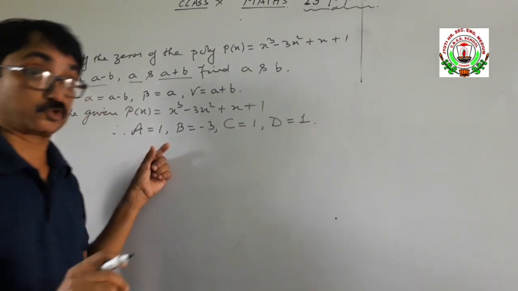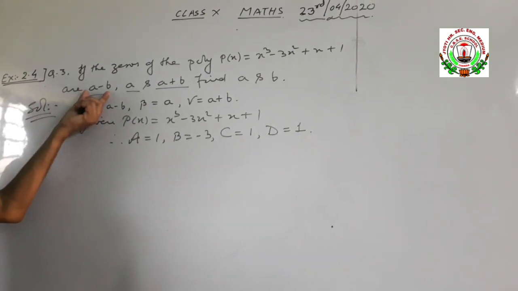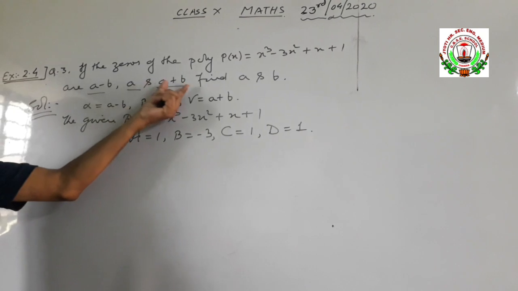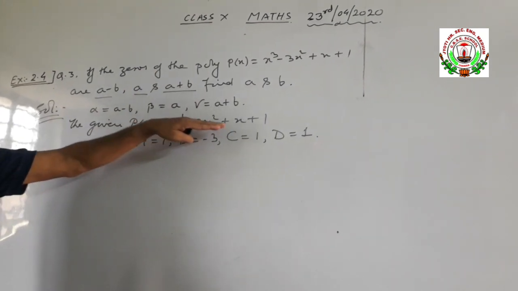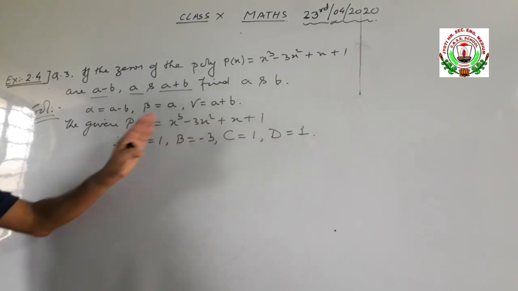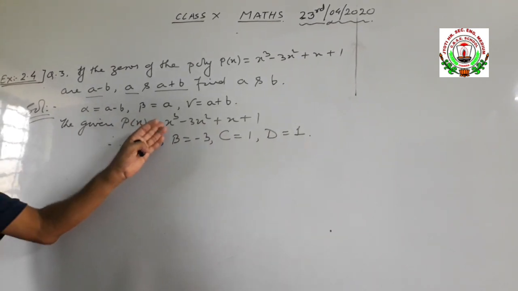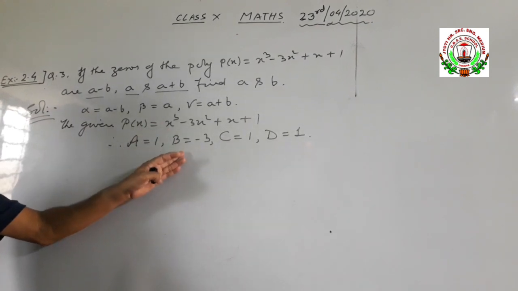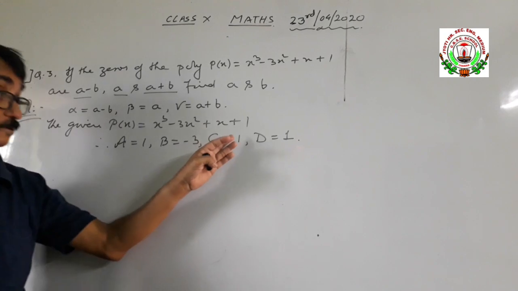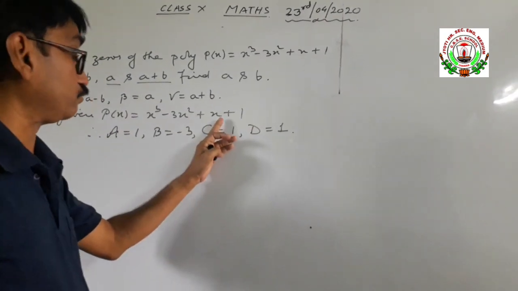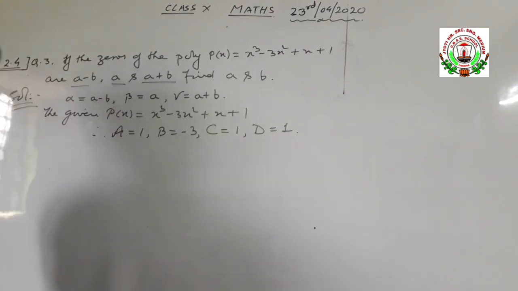But in this question, these small letters are used in the zeros a, b. That's why, in case of the coefficients of a cubic polynomial, I have taken the capital letters. Capital A, coefficient of x cube; capital B, coefficient of x square, that is minus 3; capital C, coefficient of x, 1; and the constant quantity capital D equal to 1.